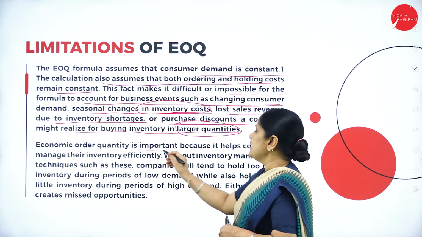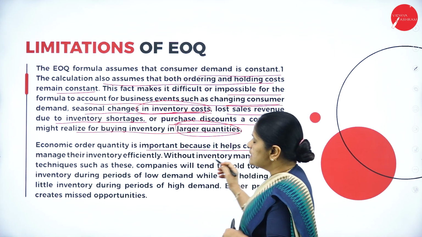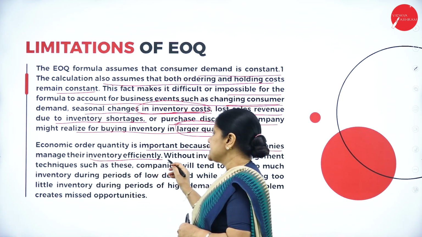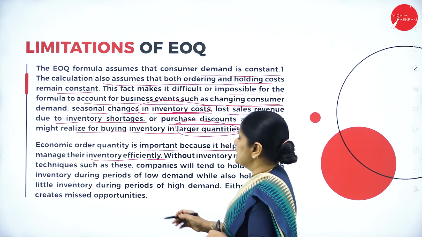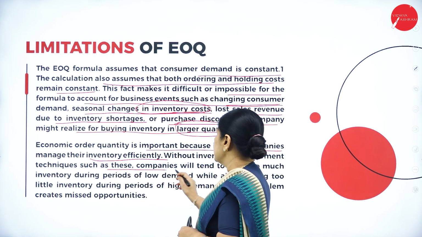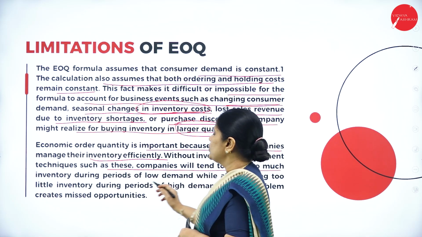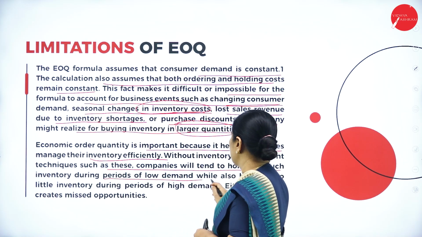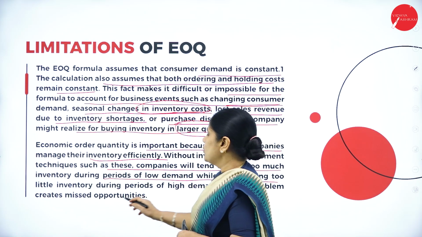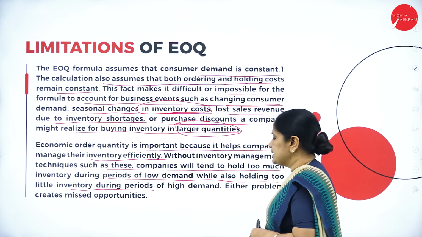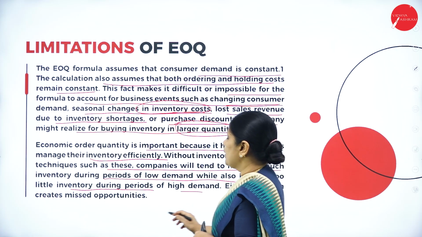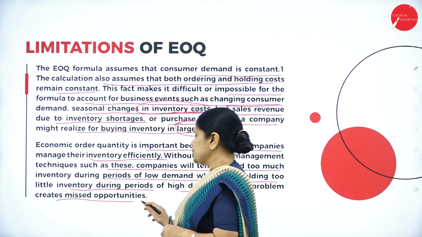So EOQ is important because it helps the company manage the inventory efficiently. Without inventory management techniques such as these, companies will tend to hold too much inventory during periods of low demand while also holding too little inventory during periods of high demand. Either problem creates missed opportunities.